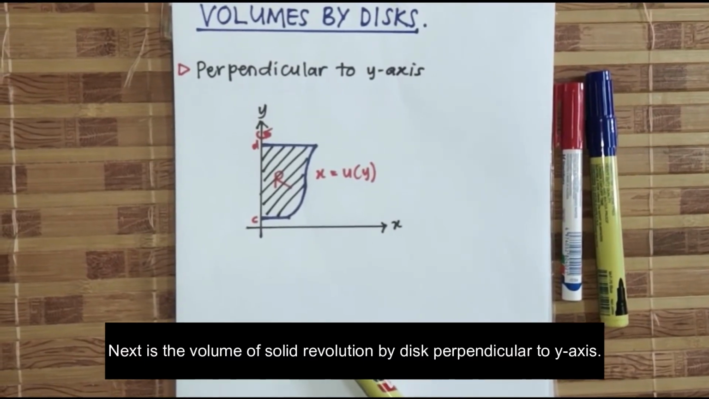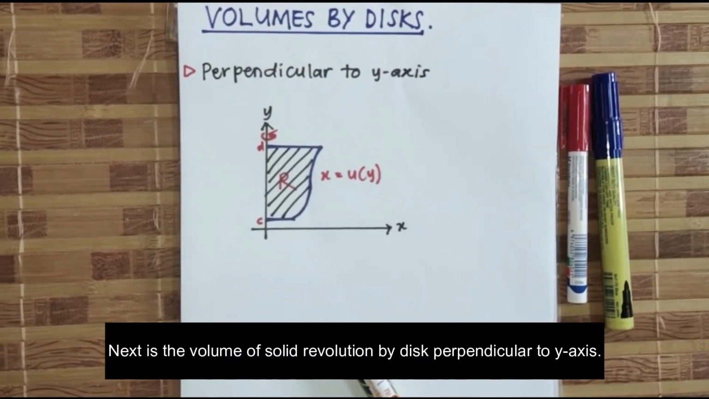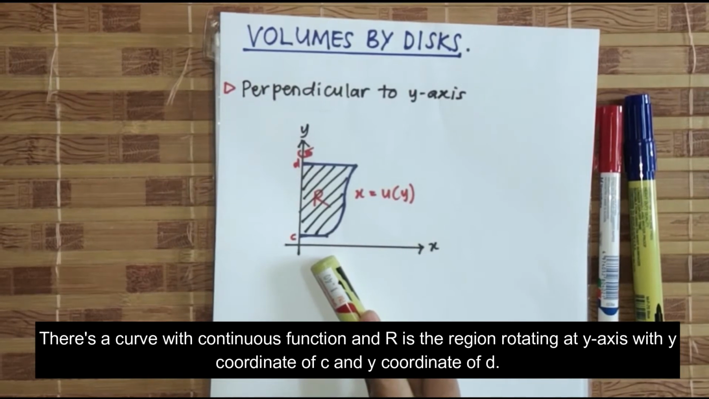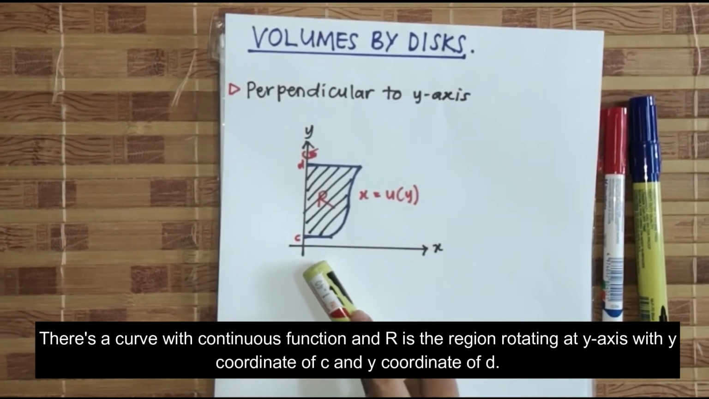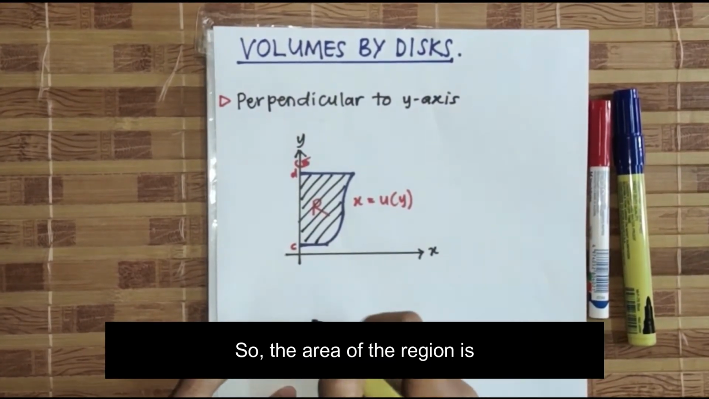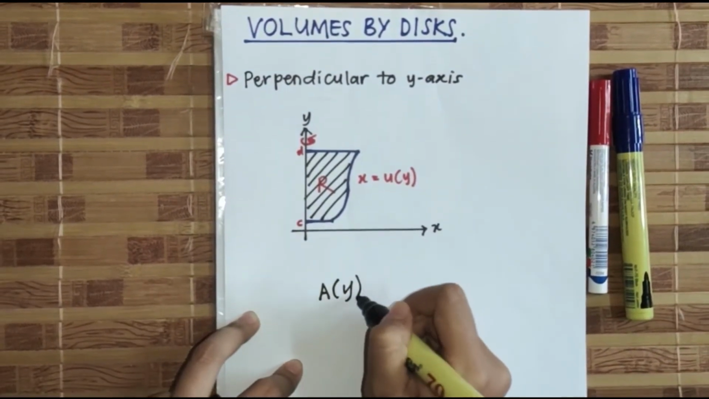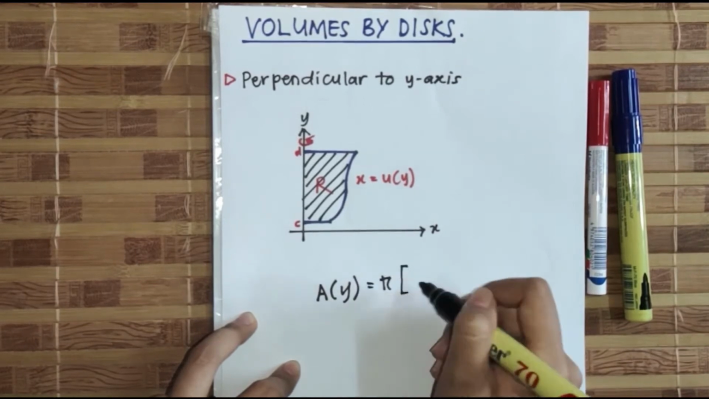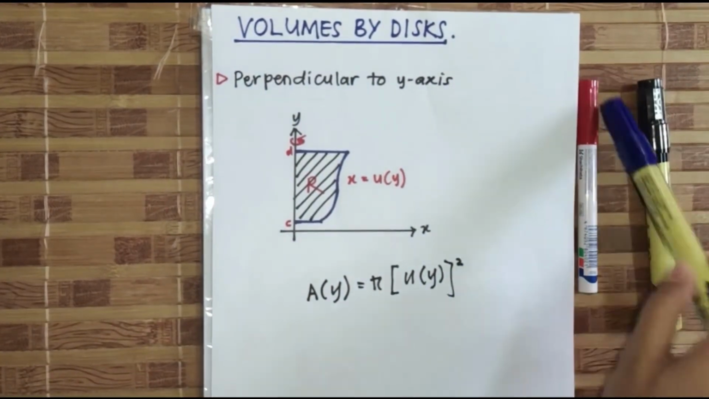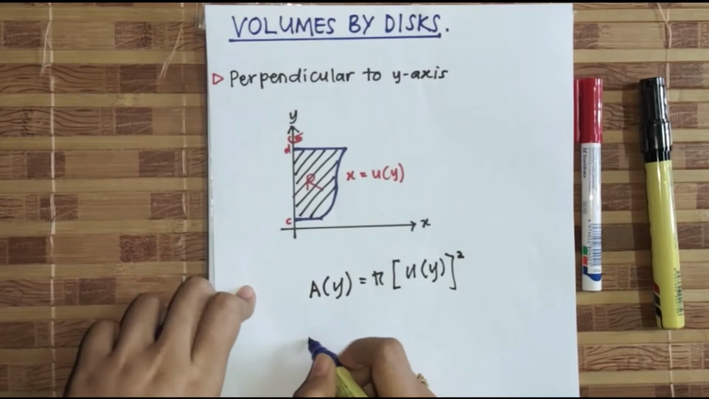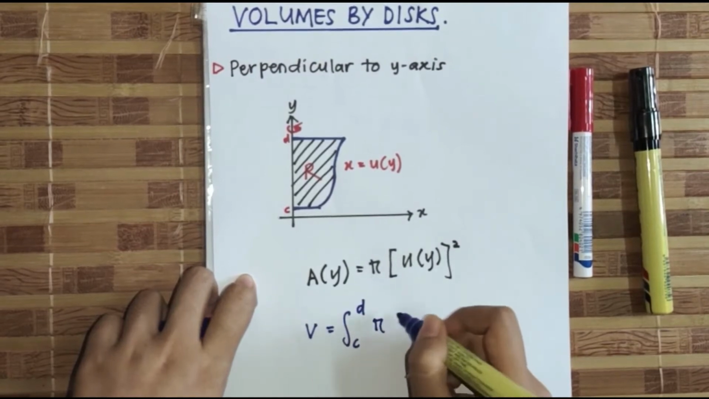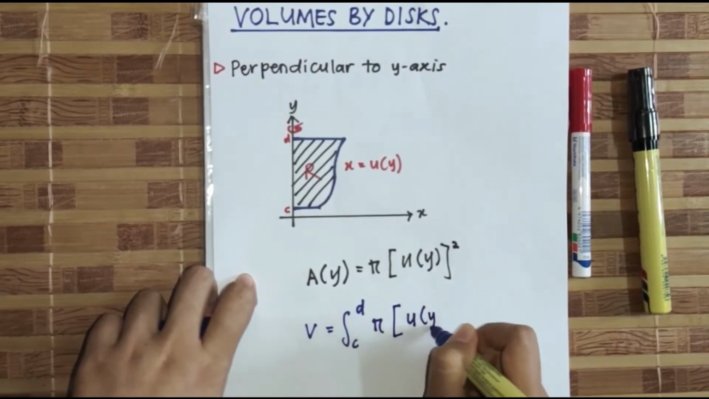Next is the volume of solid of revolution perpendicular to the y-axis. There is a curve with a continuous function and R is the region rotating about the y-axis with y-coordinate of C and y-coordinate of D. So, the area of the region is pi function squared. Thus, the volume is the integral from C to D of pi function squared.